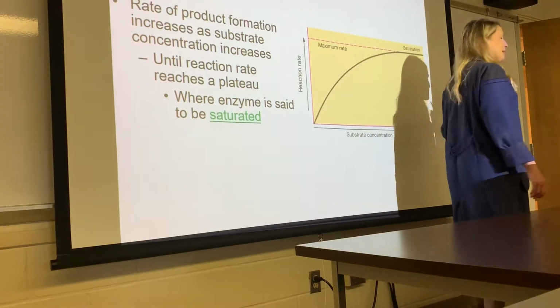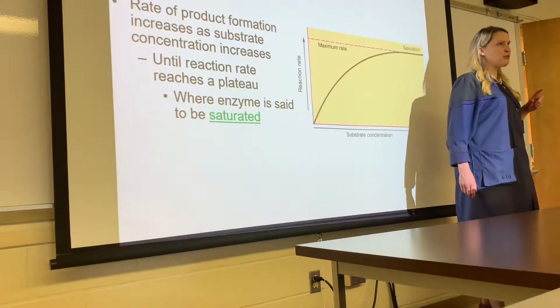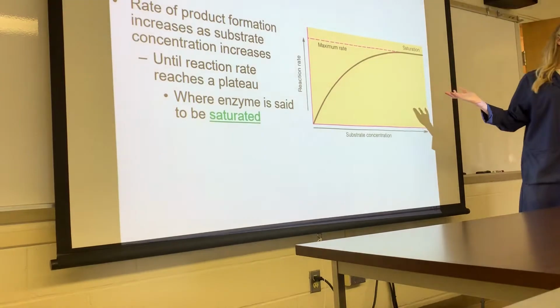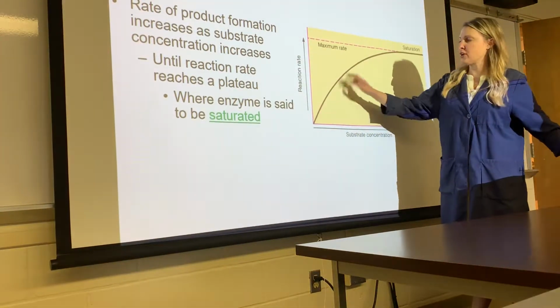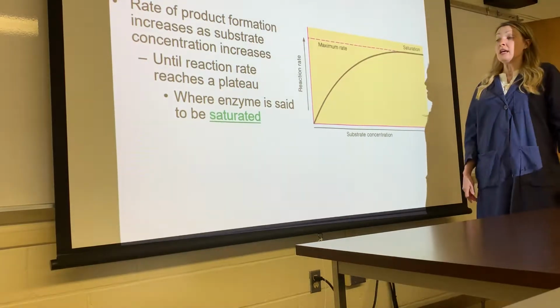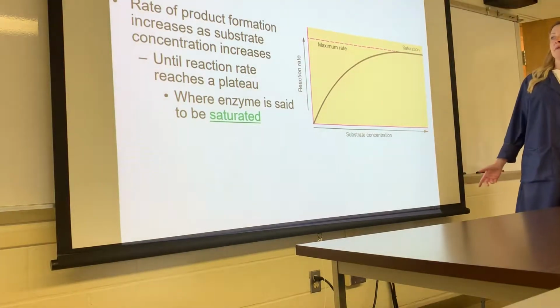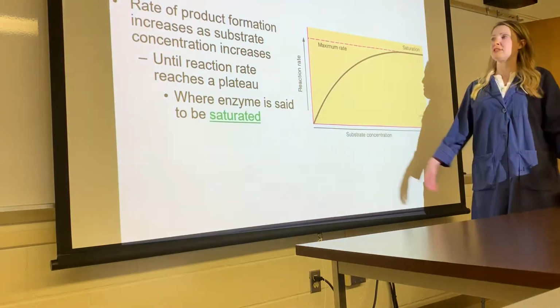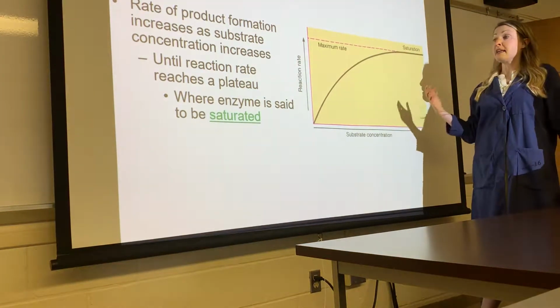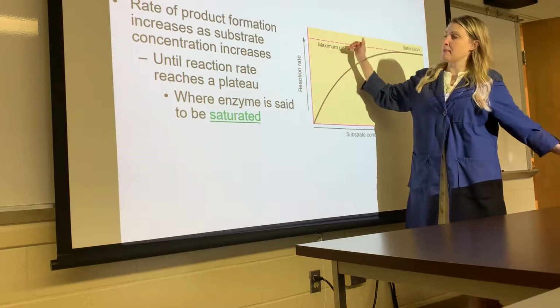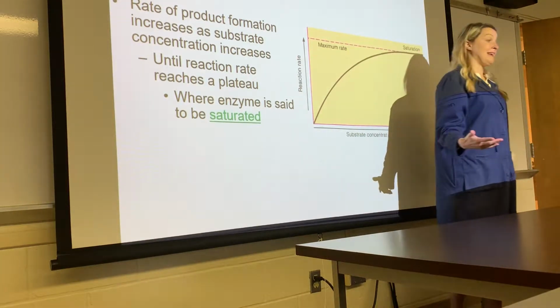Oh, we talked about transporters. Remember transporters? And this diagram looks a lot like the transporter one. It's just that there we had two lines, the solid and the dotted line and all of that. It's generally the same idea. Basically, the rate of product formation increases as the substrate concentration increases, but we're going to reach a plateau at some point because we only have so many enzymes.